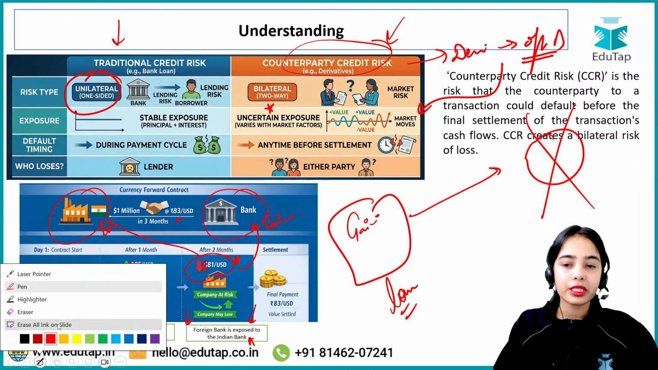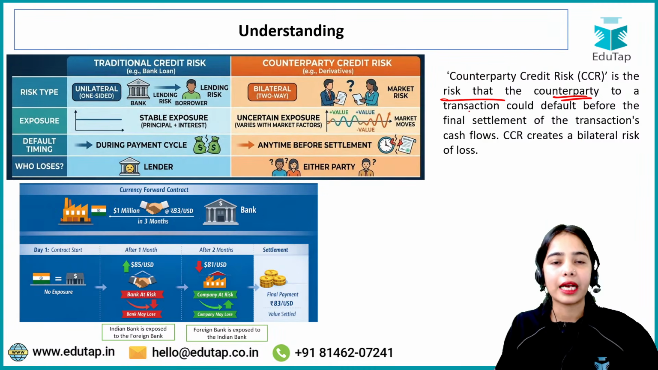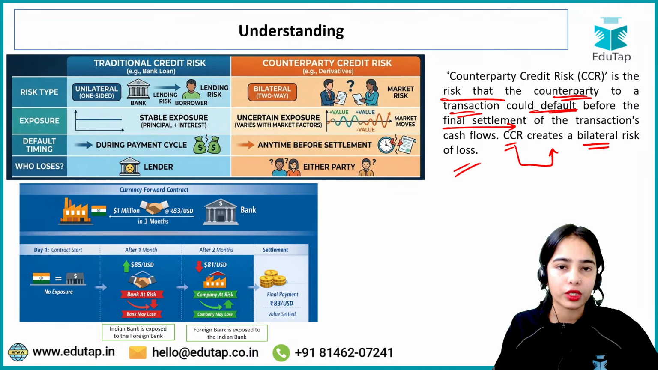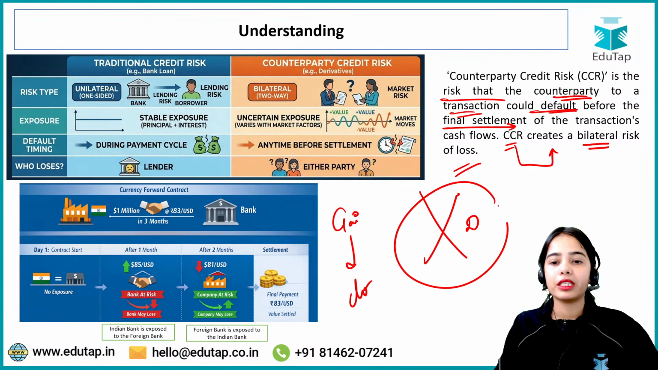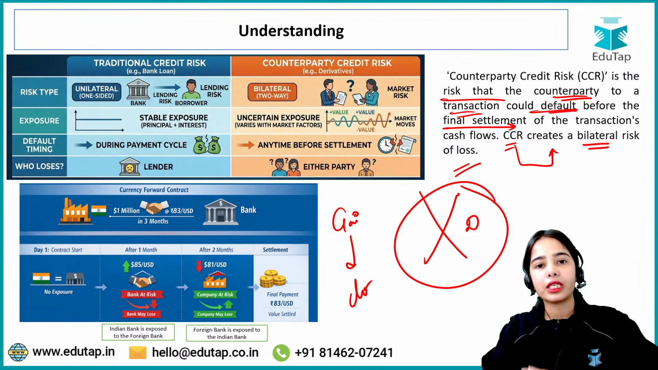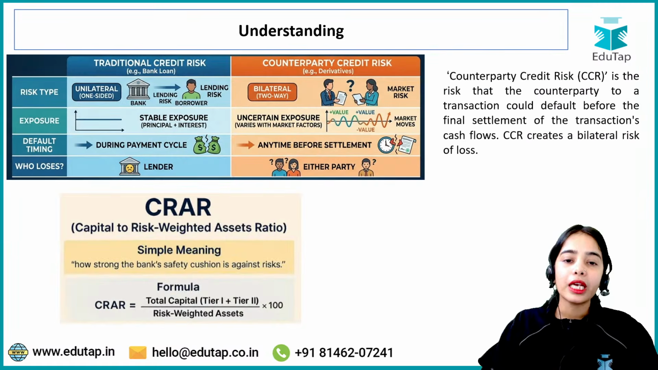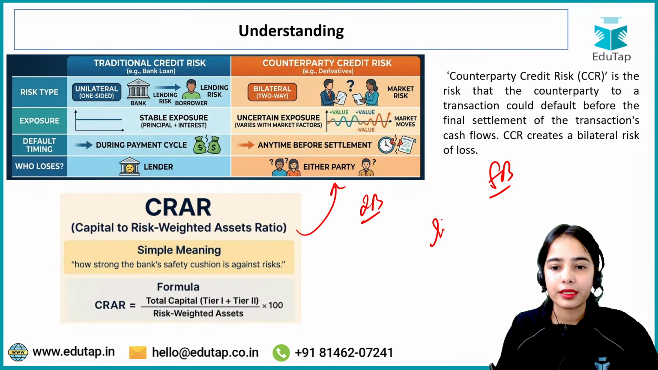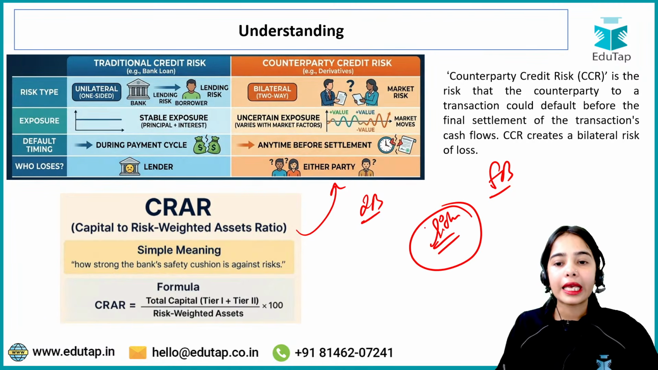So counterparty credit risk is the risk that the counterparty, that is the other party to a transaction, could default before the final settlement could happen. So CCR, that is counterparty credit risk, creates a bilateral risk of loss. The gaining party might lose if the other party defaults, and the gaining party can be any party, the losing party can be any party. Okay, so both the parties have the risk in the derivative contracts. Now, if the bank has the risk, if the Indian bank or the foreign bank has the risk, then against the risk, they also should maintain some capital.